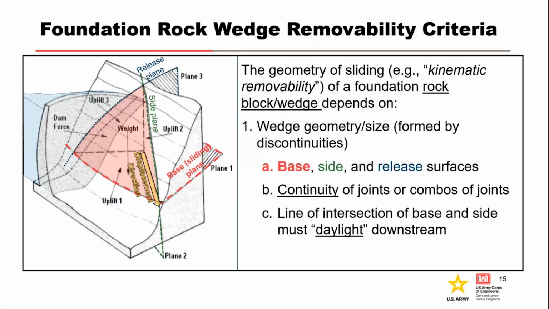So first, 3 or more geologic discontinuities must exist in proximity to each other. The discontinuities or combination of those discontinuities must be long enough and continuous enough downstream to interact with one another to form a discrete block. And the sliding surface must daylight in the downstream slope. So there's the block that could slide out.